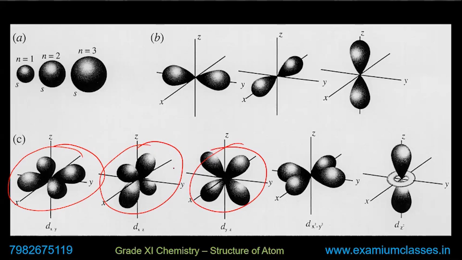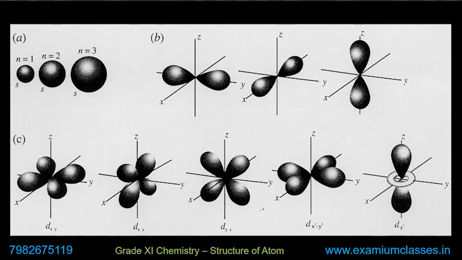These three are in between, not along the axis. However, if you see the fourth one, it is along the XY axis alignment. And the fifth one is altogether different. It is a dumbbell in a donut, a different shape. So that's why you need to memorize that dx²-y² is different and dz² is different. Others are similar: dxy, dxz, dyz.